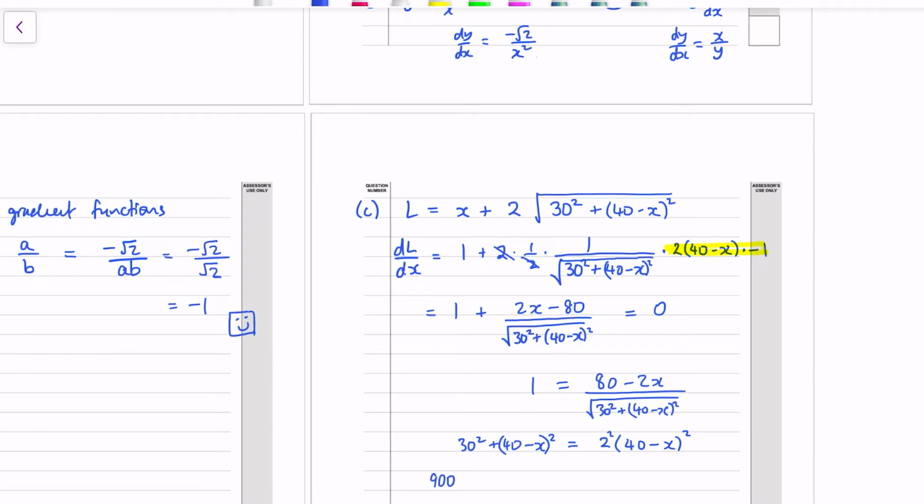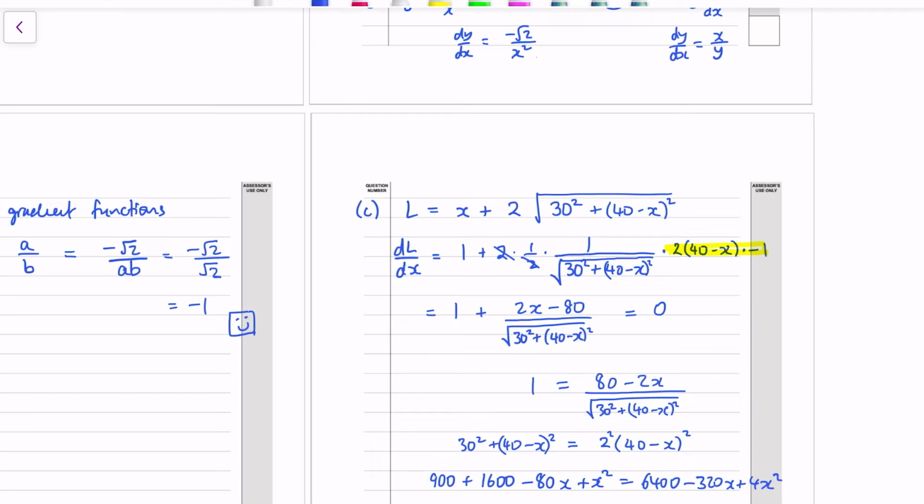We've got 900 plus 1600 minus 80x plus x squared, and on the other side we've got 4 times 40 squared minus 80x times 4, and then plus 4x squared, and if we make it equal to 0, we've got 3x squared minus 320x plus 80x, and 6,400 minus 1600 minus 900.